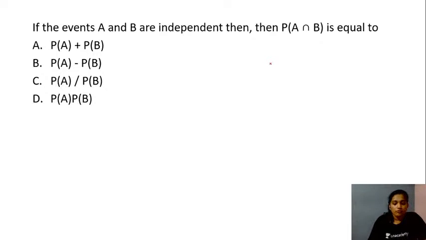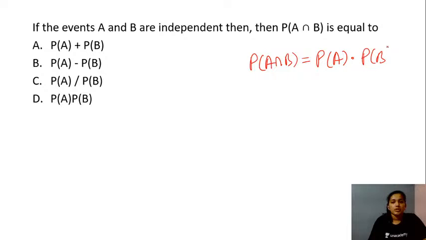Yes, the definition of independent events, right? Two events are independent if the probability of your event A and B is equal to the product of the probability of the individual events, that is, probability of A into probability of B. So here in this case, the right answer for this question is your option D.